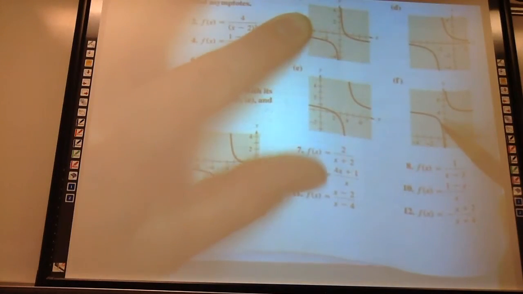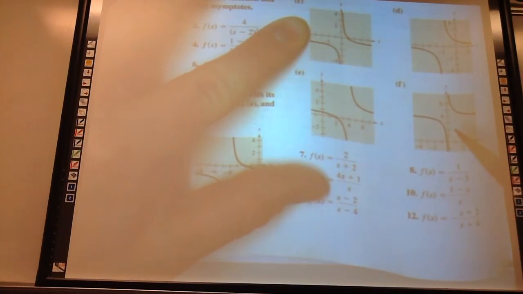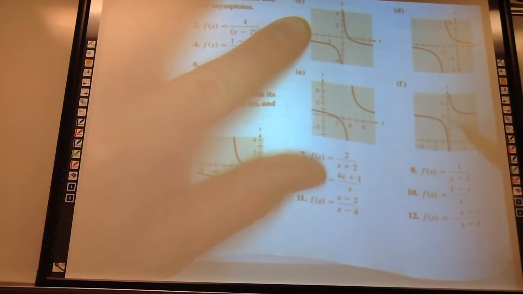Now look, where is the horizontal asymptote? 1 and 1, they're equal, so 4 over 1. It's F. So it's got to be F.